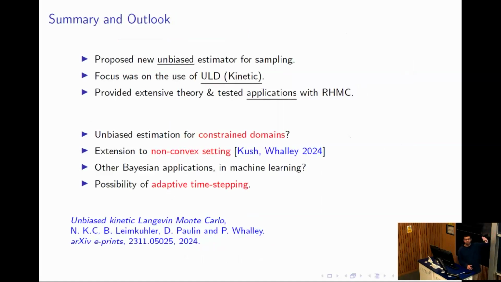Here are a number of future directions that we can consider for this work. Just to say, if one is interested in the non-convex setting, Peter has a very nice work which was recently put on arXiv. If anyone is interested, this is the paper with the arXiv link. And with this, I conclude my talk. So thank you.